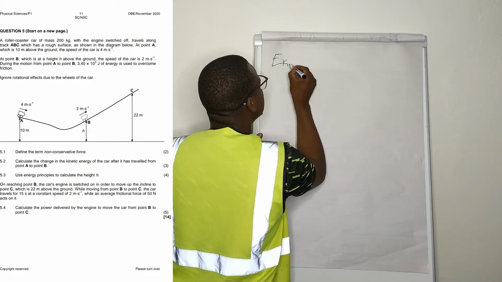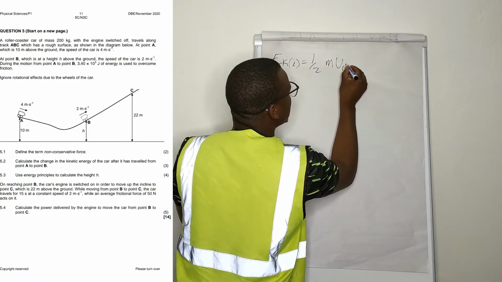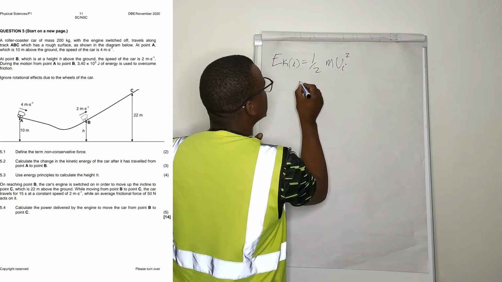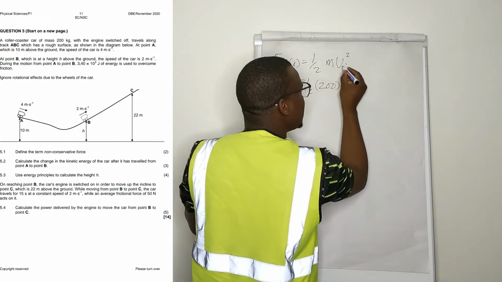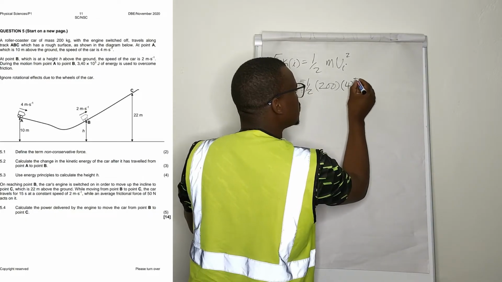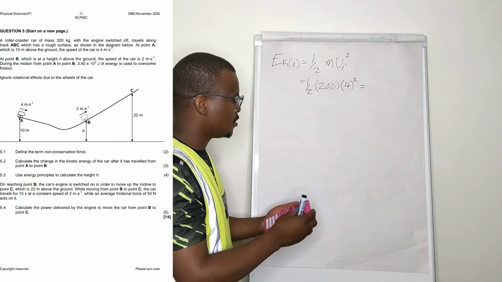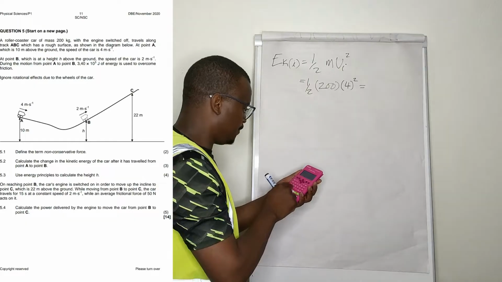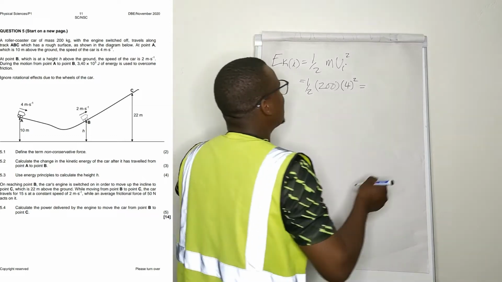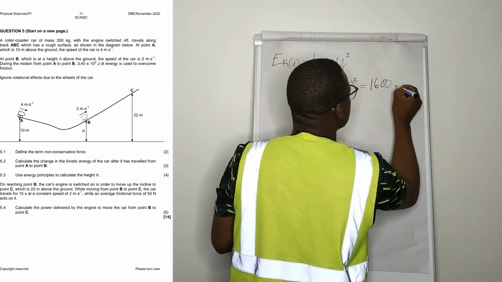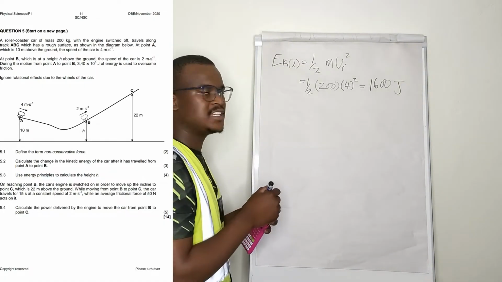EK initial is equal to half m v initial squared, which is equal to half, your m was your mass of 200 kg, your initial velocity was 4 meters per second. Then you find the value of this. Use a calculator: half of 200 times 4 squared, which is 1,600 joules of energy.